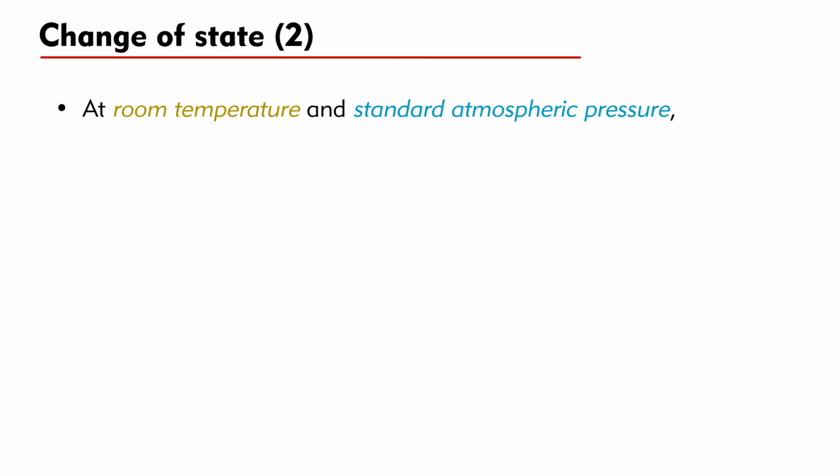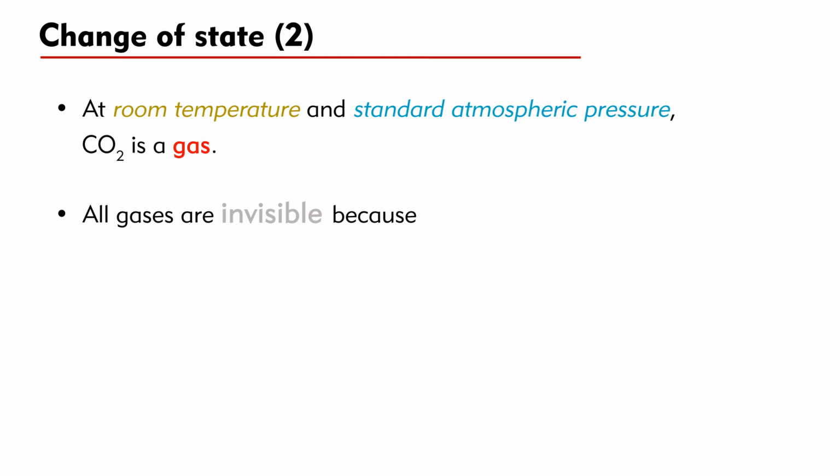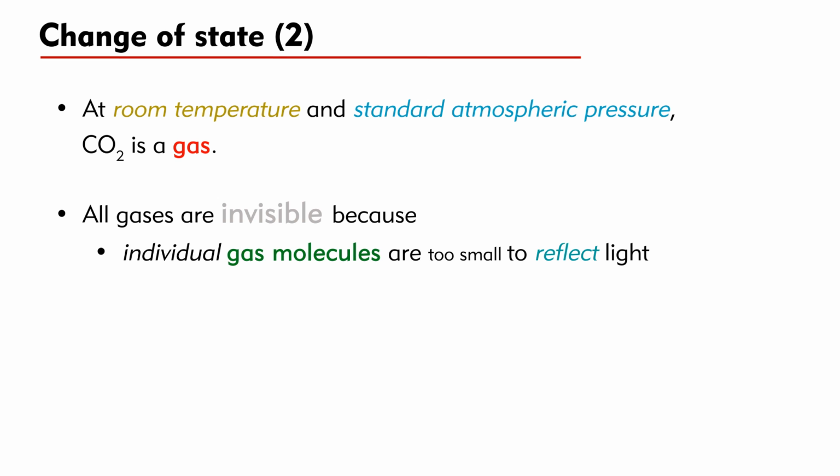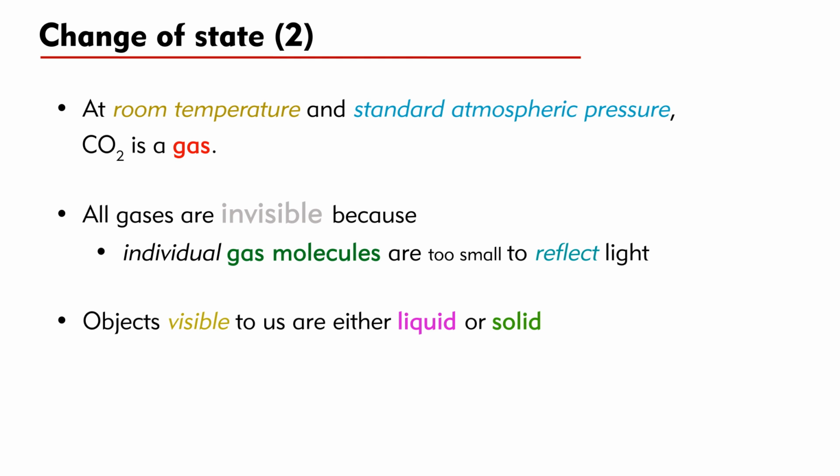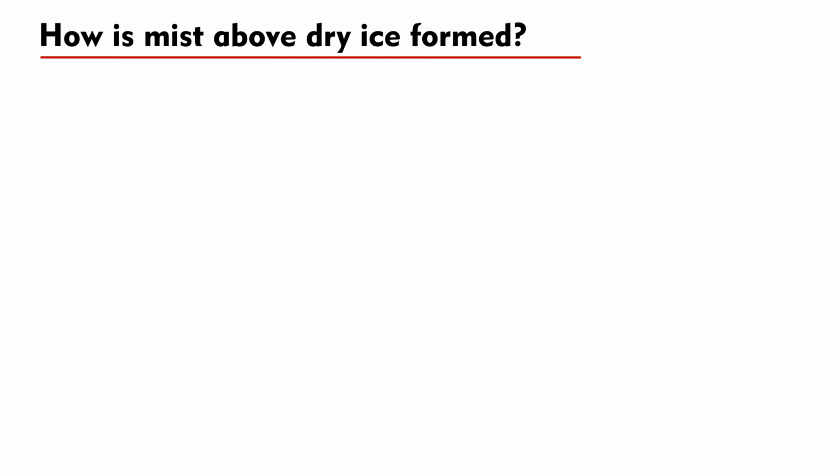At room temperature and standard atmospheric pressure, carbon dioxide is a gas. Almost all gases are invisible, including water vapor, carbon dioxide, and air, because individual gas molecules are too small to reflect light. Remember that objects visible to us are either liquid or solid. Therefore, the mist above dry ice must either be solid or liquid. Let me explain how the mist above a dry ice is formed.